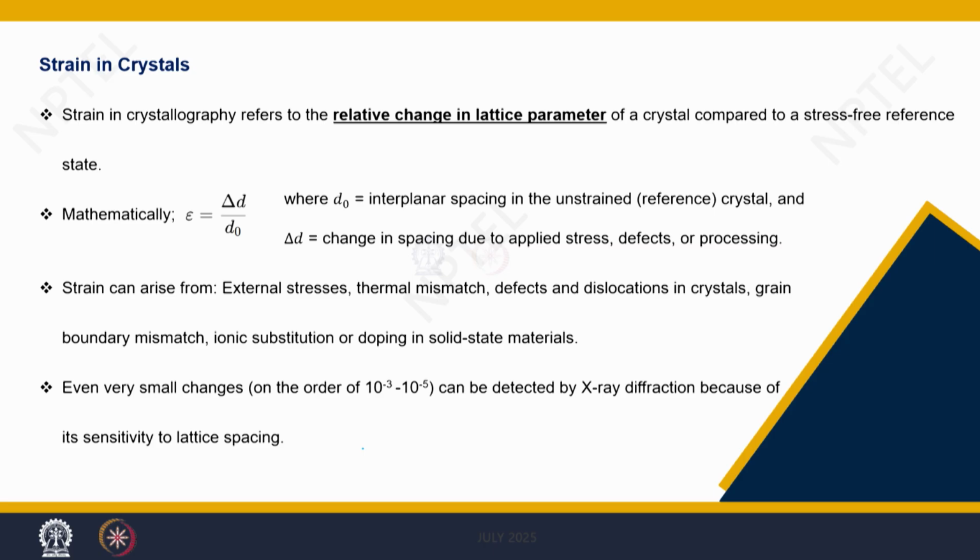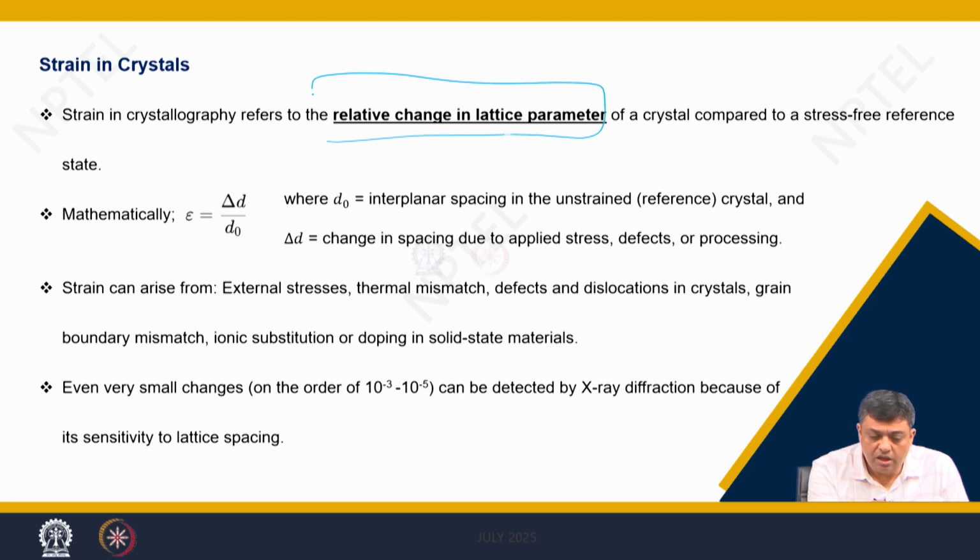So, strain in crystallography will refer to what? At the crystallography level, I am asking, it will refer to the relative change in the lattice parameter. Generally we say the change in the size of the overall material, but when you are going to the crystal level, we are talking about the relative change in the lattice. So, you will have a relative change in the lattice parameter compared to what? Compared to a stress-free reference.